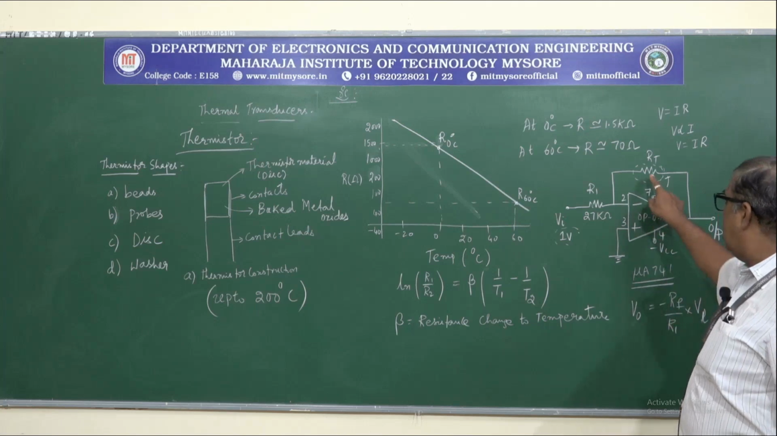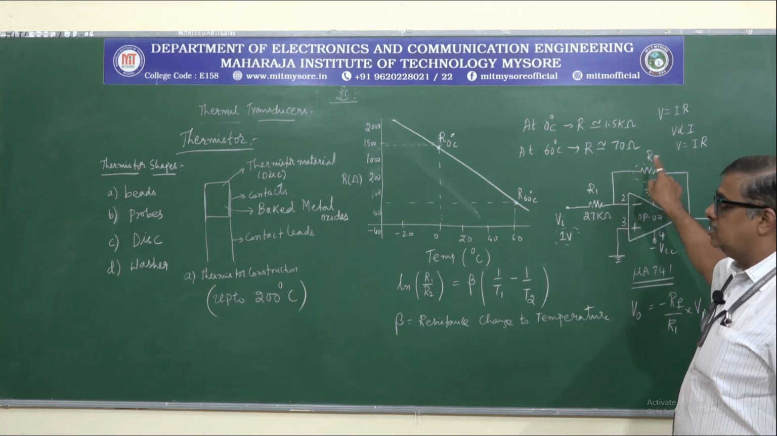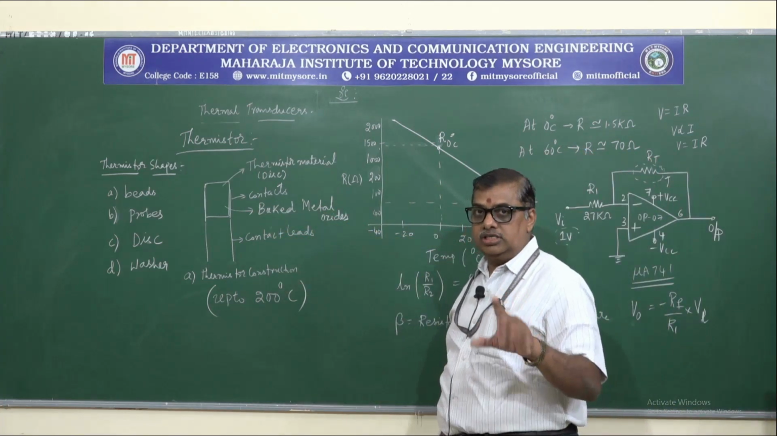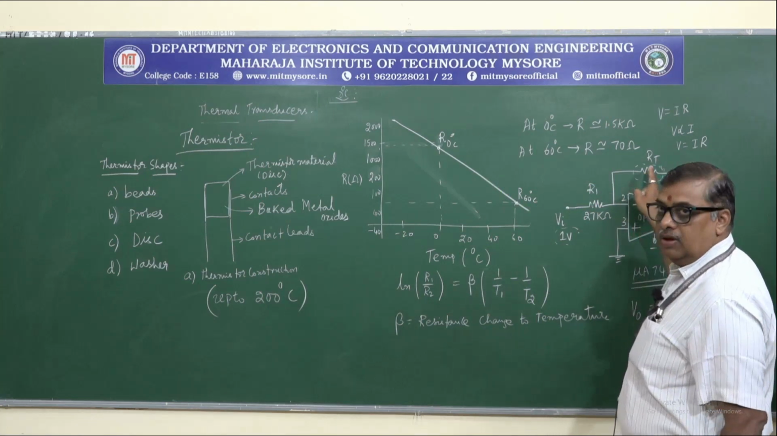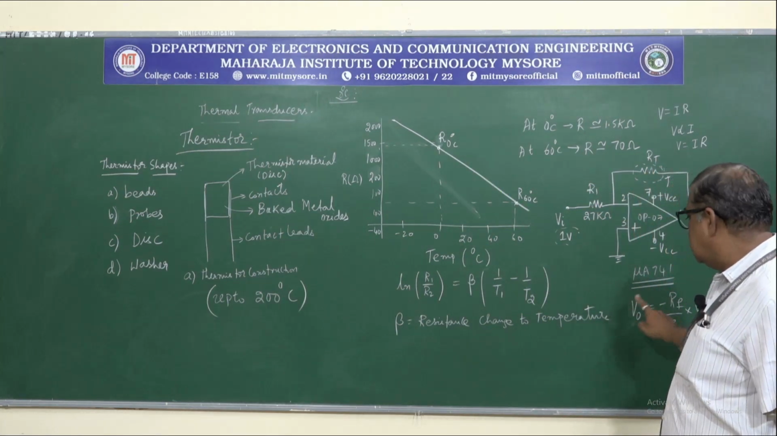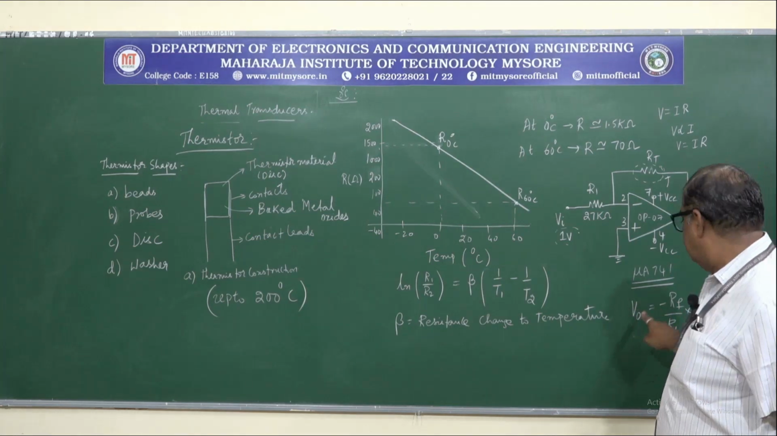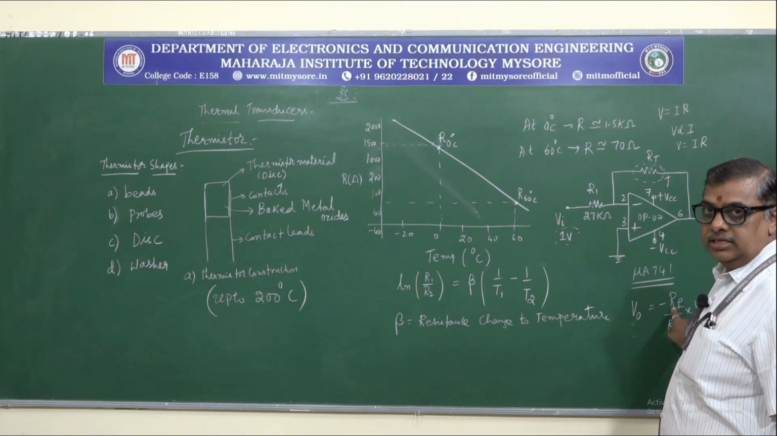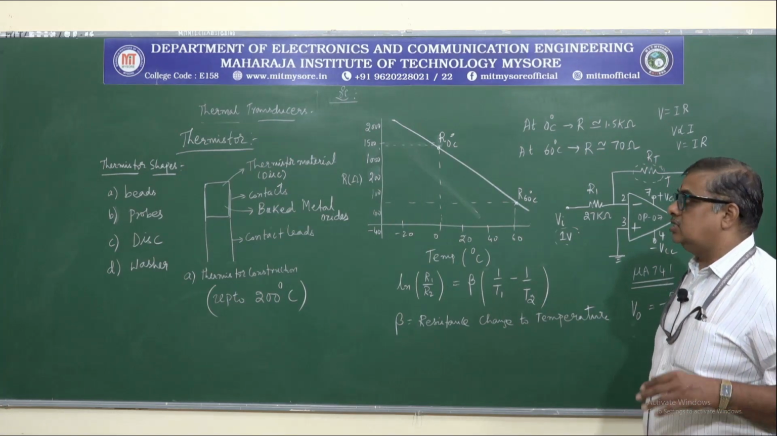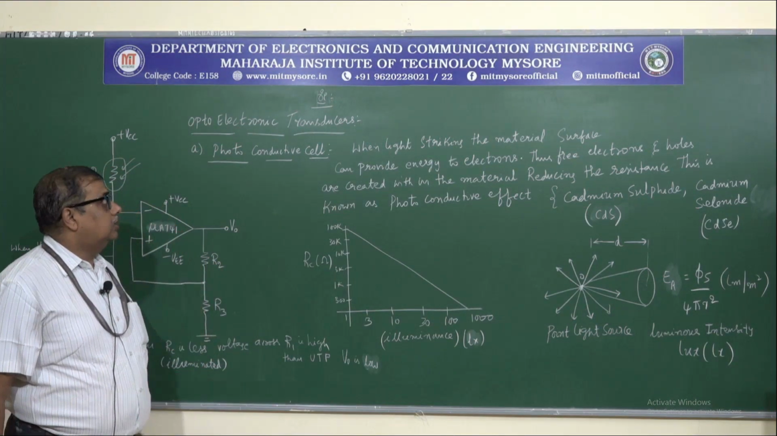If you see here RF, I can replace it by RT, where RT is the thermistor resistance. The thermistor resistance is going to change with respect to temperature. When RT changes, this value is going to change. Therefore, I am going to get the output in terms of change in the resistance. So, this is how a typical thermal transistor, that is thermistor, works.